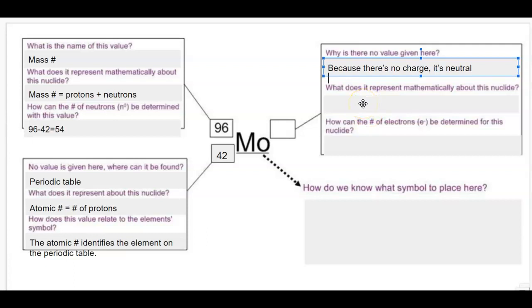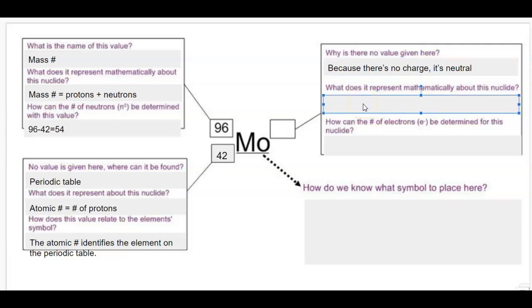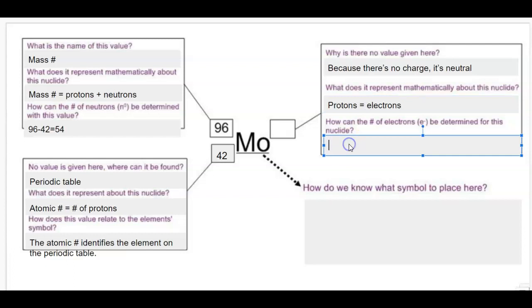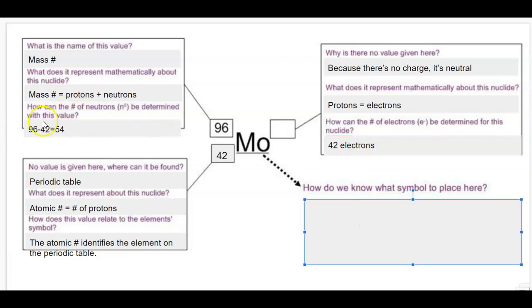What does it represent mathematically about this nuclide? That the protons equal the electrons. So how can the number of electrons be determined? We take the atomic number, 42. We do nothing. We don't add or subtract anything here. So it's just 42 electrons, equal to the number of protons. And how do we know what symbol to place here? The atomic number is what tells us the symbol that can be placed here.